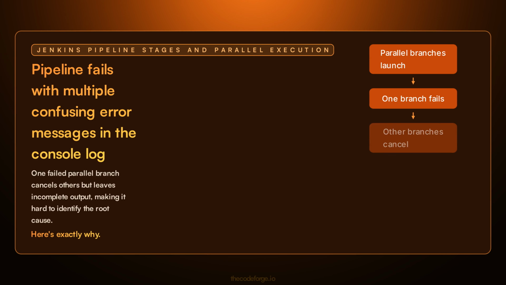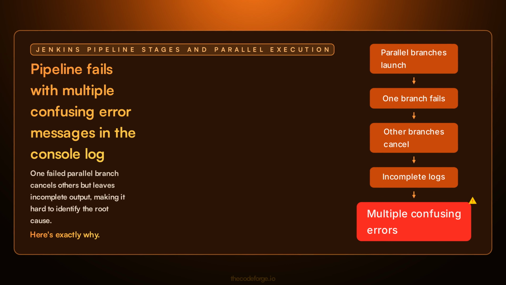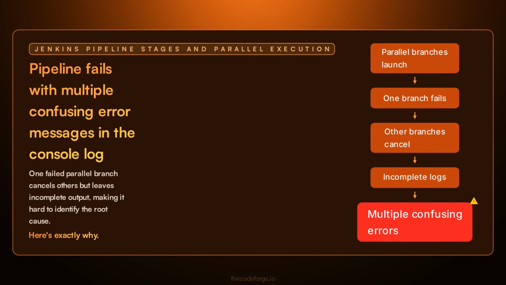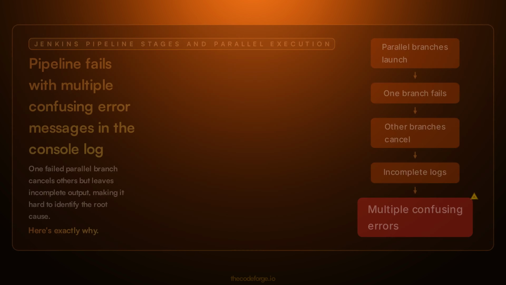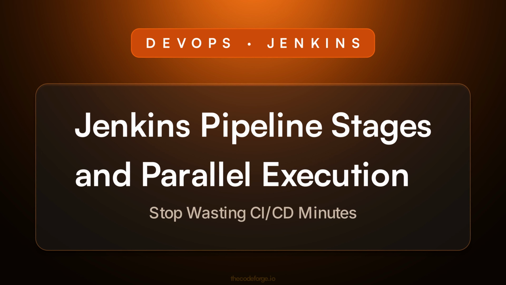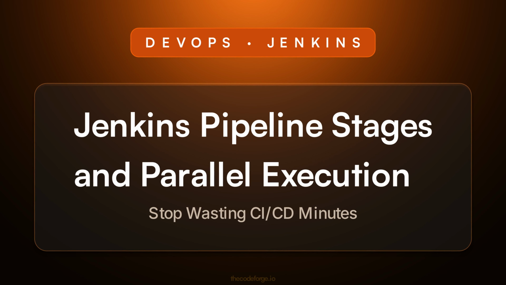Your pipeline spits out a mess of error messages, and you can't tell what broke. The culprit: a failed parallel branch that cancels others but leaves you with incomplete, confusing logs. Let's break down Jenkins pipeline stages and parallel execution, how it works, and the exact mistake behind that failure.